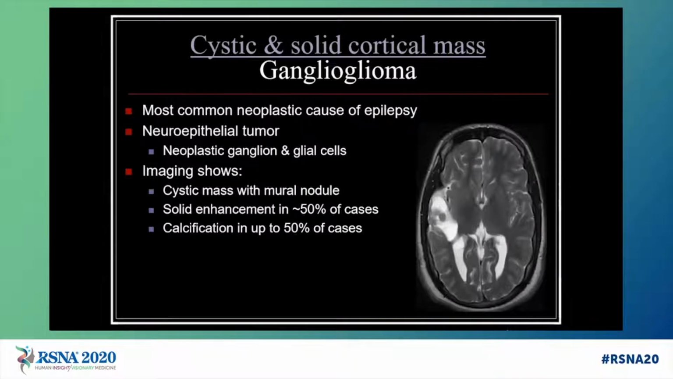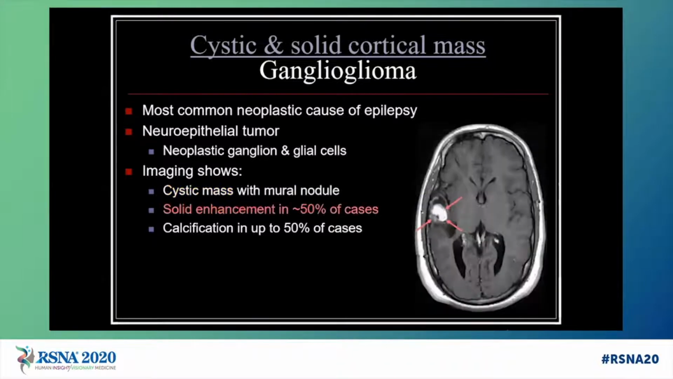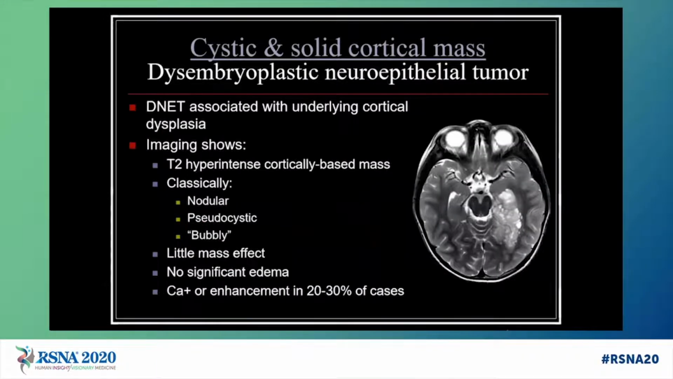So ganglioglioma is the most common neoplastic cause of epilepsy in children. It's a neuroepithelial tumor, so you have neoplastic ganglion and glial cells. On imaging, what we're going to see is a cystic mass with a mural nodule, and you'll see enhancement and/or calcification in approximately 50% of cases.